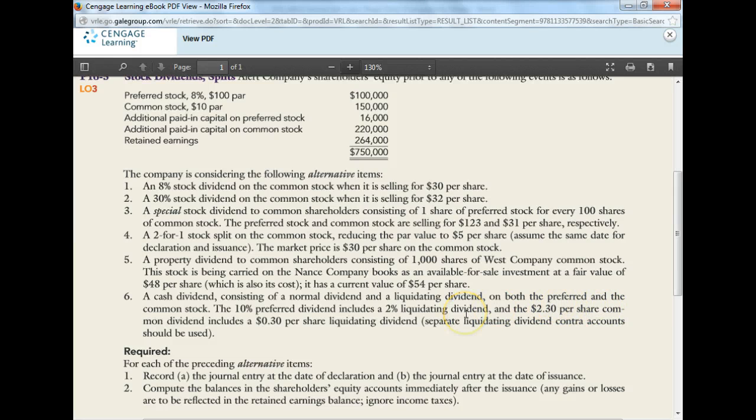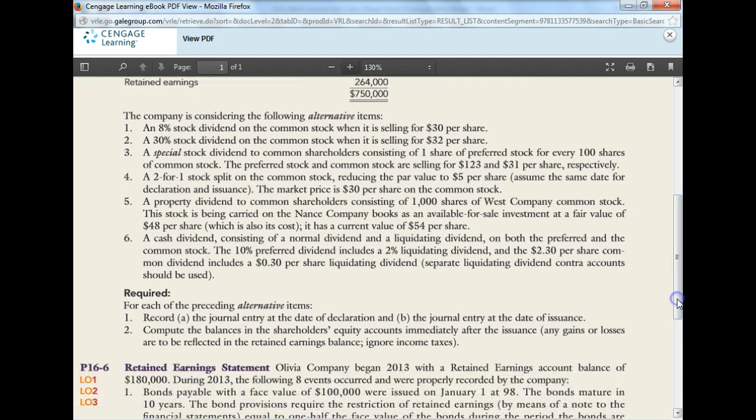A cash dividend consisting of a normal dividend and a liquidating dividend on both the preferred and the common stock. The 10% preferred dividend includes a 2% liquidating dividend, and the $2.30 per share common dividend includes a 30-cent per share liquidating dividend. Separate liquidating dividend contra accounts should be used.